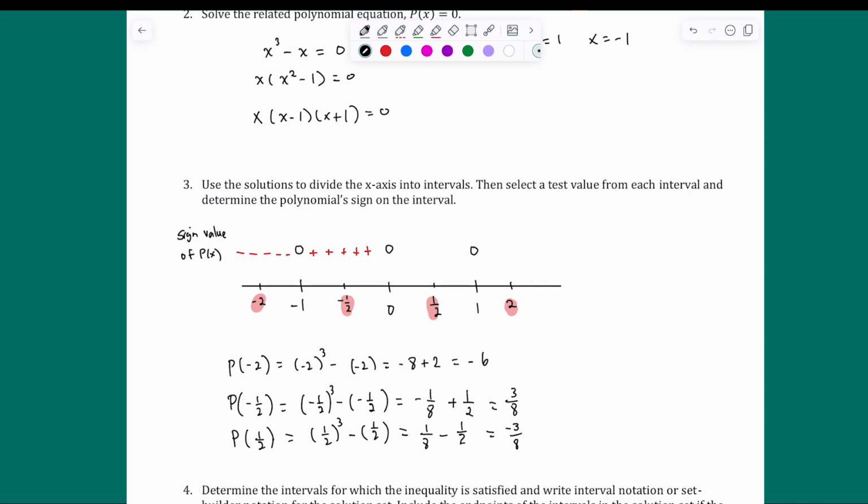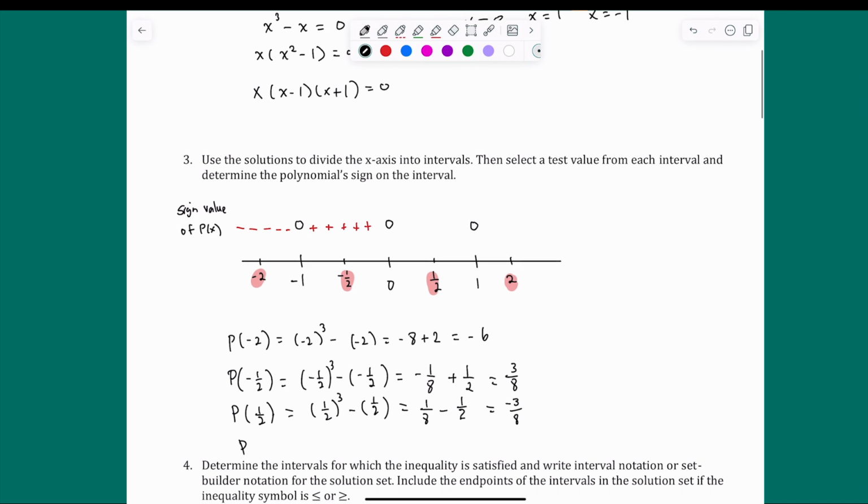Then we evaluate the polynomial at 2. So we have 2 to the third power minus 2, so we have 8 minus 2, which is positive 6, and it's positive.